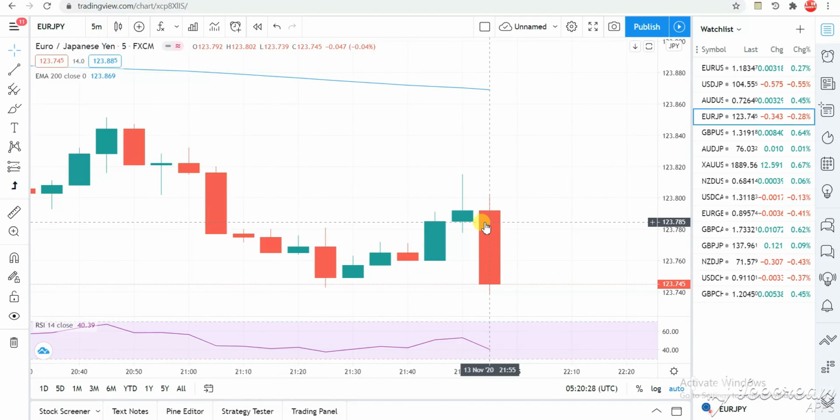So you guys need to understand that you're actually looking at a specific time frame, which is 5 minutes or 1 hour or 30 minutes, depending on the time frame you want to use. Then you guys need to understand where you are on the chart.